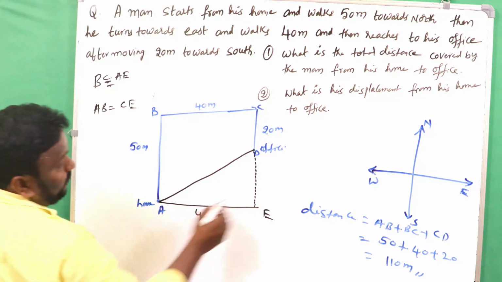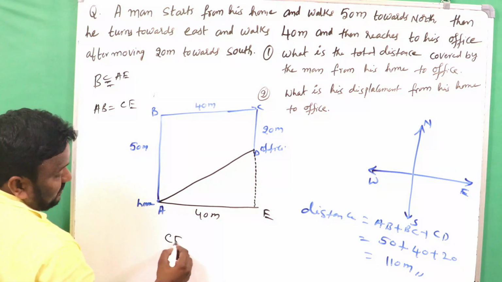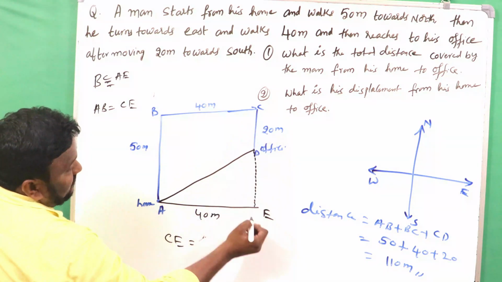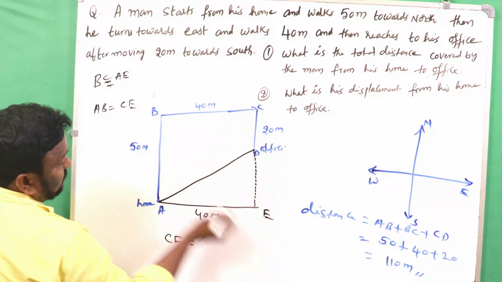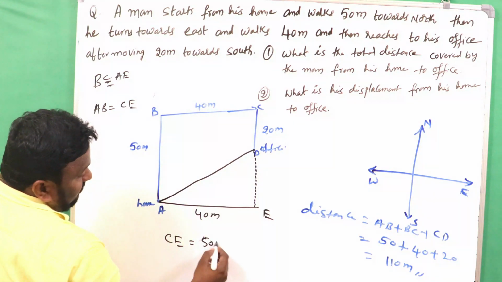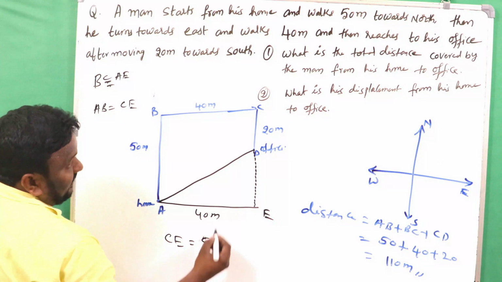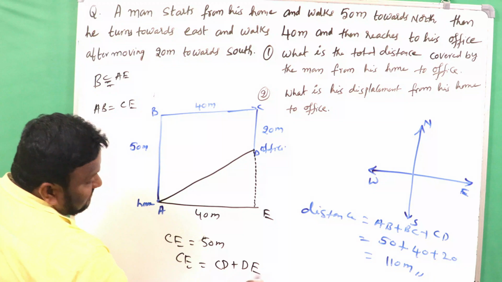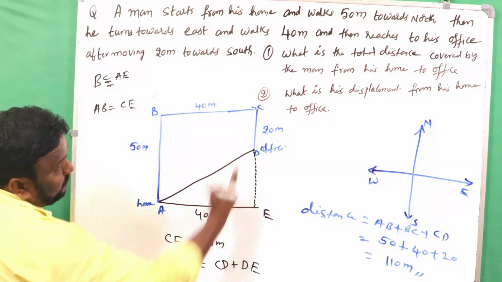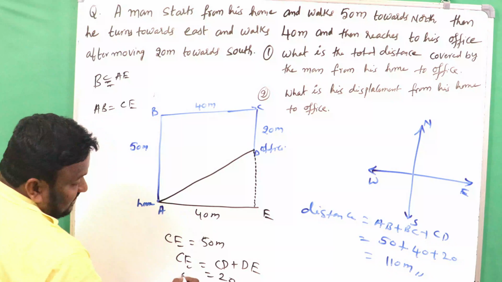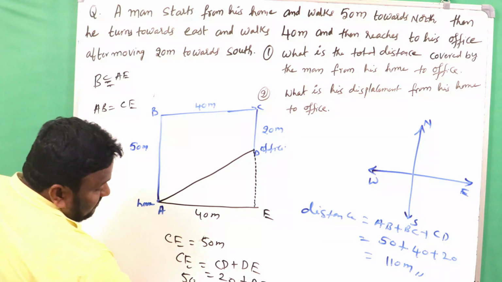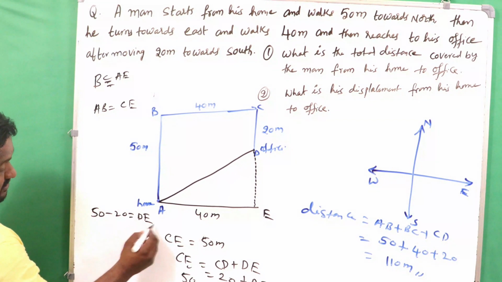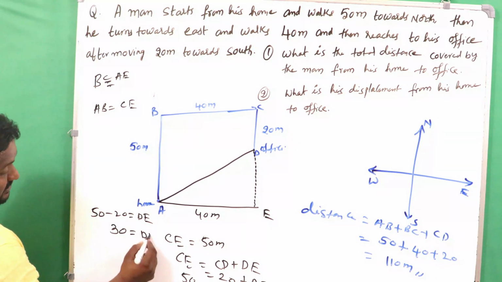But in this case, what is the value of DE? So C is equal to what? We don't know DE here, but C is equal to AB, that is 50 meters. In that, I am going to write C is equal to CD plus DE. CD is 20 and C is 50. So what is DE? 50 minus 20, that means 30. DE is 30.